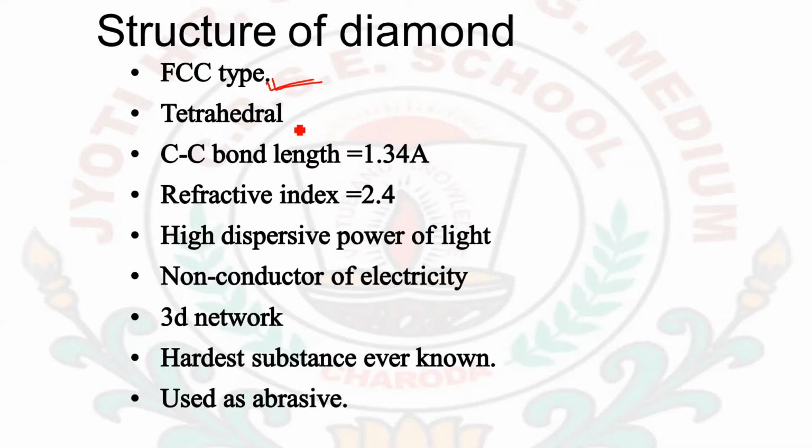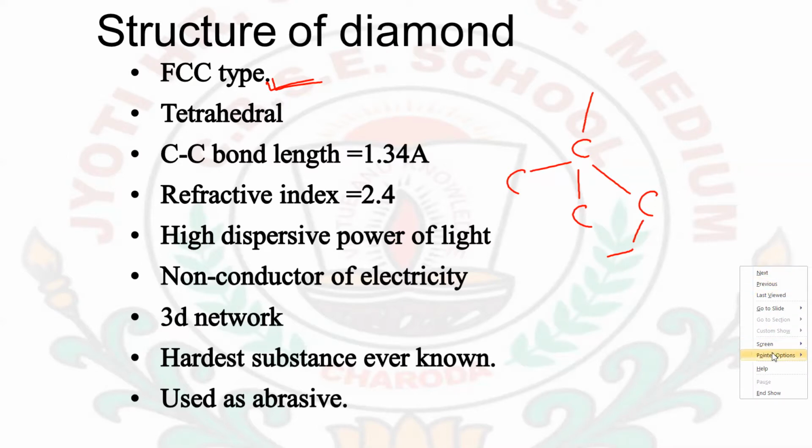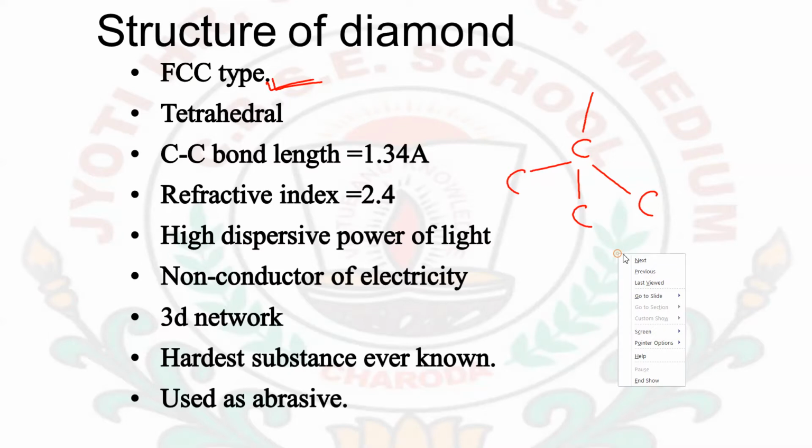What is the structure of the diamond? We know that a tetrahedral structure is there for diamond. It means one carbon is attached to four different carbon atoms, and like this all the carbon atoms are attached to four other carbon atoms in order to form the tetrahedral structure. This is the structure for the carbon atoms present in the diamond.